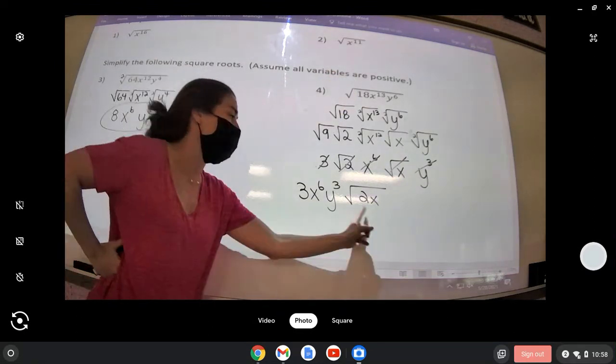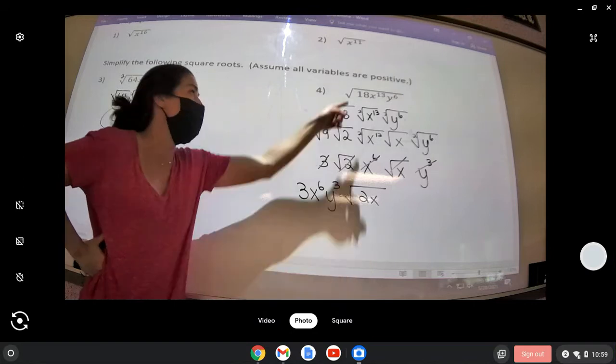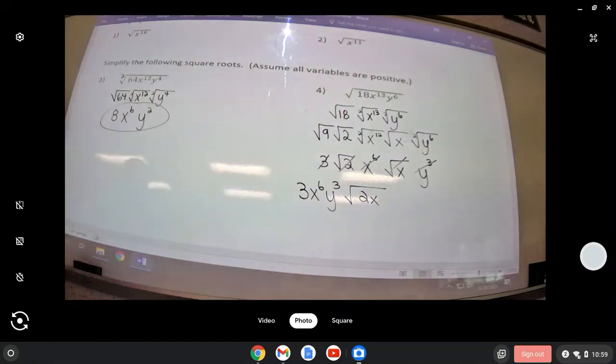So this is what you'd have to multiply by itself 2 times to equal 18x to the 13th, y to the 6th. All right, how did that feel?